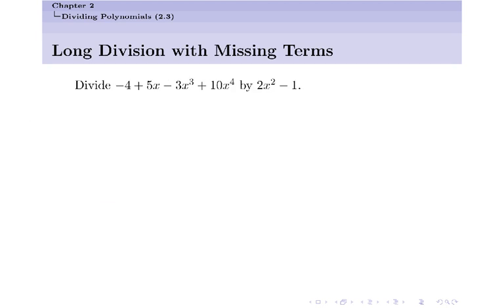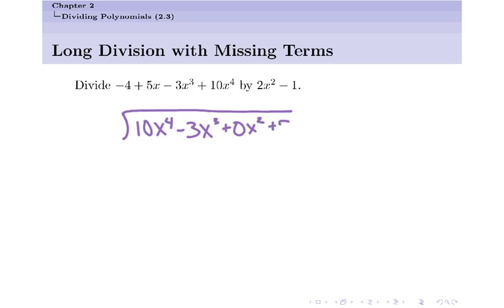All right, divide this by this. See if you can pause the video and go all the way through. Save yourself a bunch of room. I'm going to try to write small, but this problem is going to take a little bit of space. So 10x to the 4th minus 3x cubed plus 0x squared plus 5x minus 4, divided by 2x squared plus 0x minus 1. 4, 3, 2, 1, 0, 2, 1, 0.